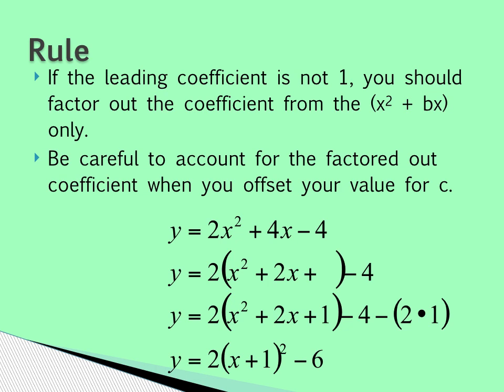The big thing that people forget here is they forget to account for that factor that they factored out when they're offsetting the c. They'll just put minus 1 in this case, rather than having the 2 out there as well. So make sure whatever you're factoring out to be able to complete the square, make sure that you completely account for whatever you're adding in to do that by multiplying by that factor, that number that you factored out.